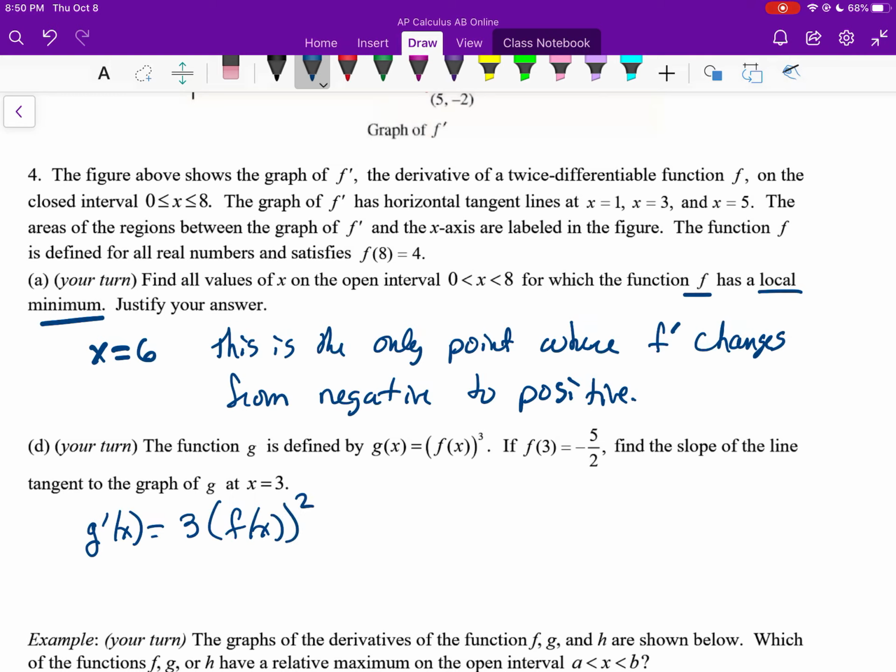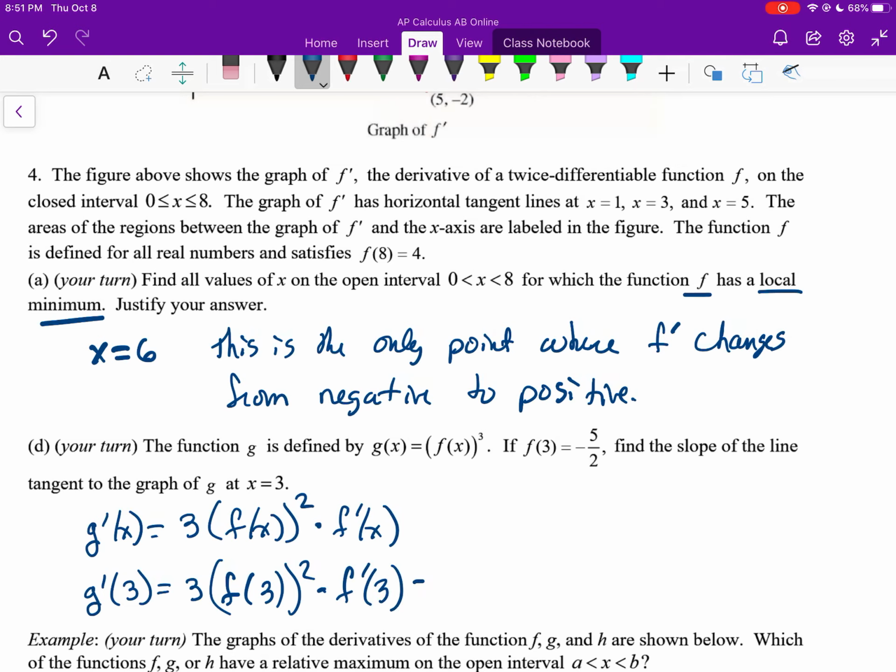Take the exponent down in front, decrease it by 1, multiplied by the derivative of what's inside, and we get f prime of x. We want to find this particular value at x is equal to 3, and we get g prime of 3. That's going to equal 3 times f of 3 squared times f prime of 3. And that's going to be 3. They told us that f of 3 is negative 5/2. That was super convenient. This is going to be negative 5 over 2, and we're going to square it.